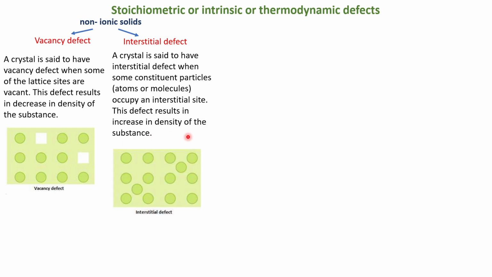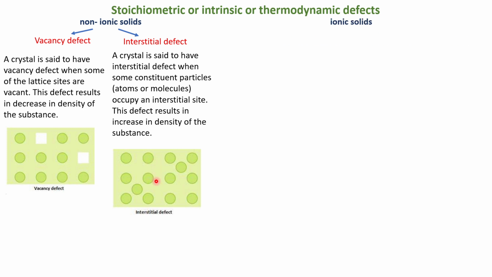Interstitial defects: a crystal is said to have an interstitial defect when some constituent particles, atoms or molecules occupy interstitial sites. These are positions where atoms should not normally be present, like here you can see. These molecules are present in the interstitial sites. That means they are present in excess and they increase the density of the substance. Here, density was reduced because particles were missing. Particles present in extra number increase the density.